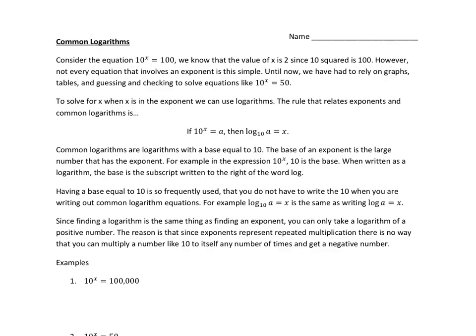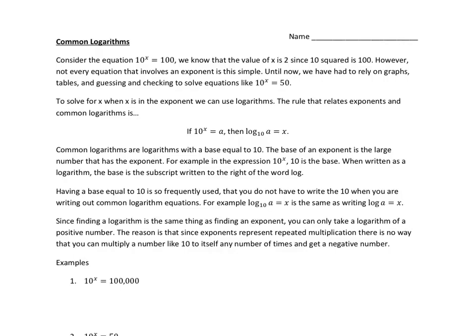Having a base equal to 10 is so frequently used that you do not have to write the 10 when you're writing out a common logarithm equation. For example, log base 10 of a equals x is the same as writing log of a equals x. So you don't have to write the 10 here. Now you can take a logarithm of a different base. If your base was 2 or any other number, then you would put the subscript here, but if you do not see a subscript, then you can assume that it is 10.